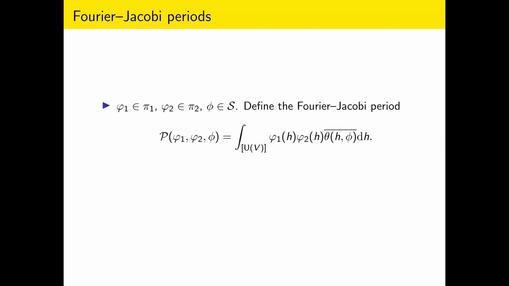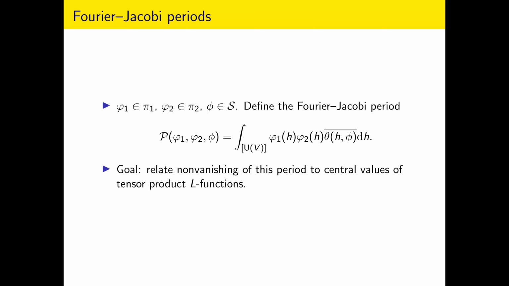So Fourier-Jacobi periods, in one sentence: it's a trilinear form involving a theta function. We take two automorphic forms, one from pi1, one from pi2, and the theta function. The theta function is cooked up from some Schwartz space, so we take one Schwartz function here, and then we multiply the three and just integrate. That's the Fourier-Jacobi period. And the goal, as before, is to relate this period, the vanishing, non-vanishing, or exact value of this period, to the central value of tensor product L-functions. And this is indeed one case of the famous Gan-Gross-Prasad conjecture. This is the so-called Fourier-Jacobi case. So this is the Fourier-Jacobi period, and this is what we want to do.